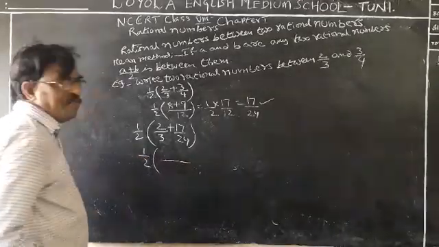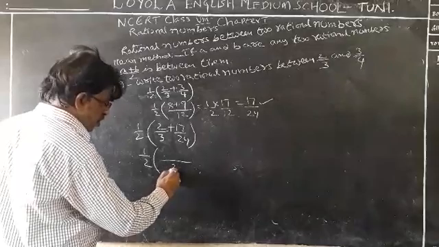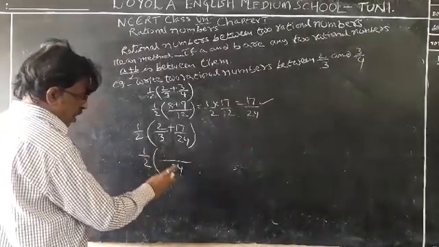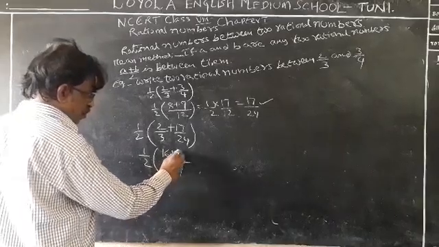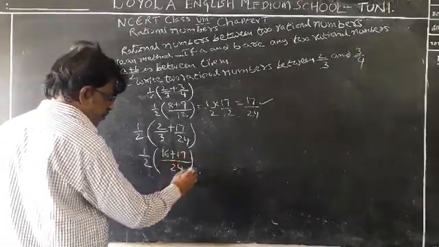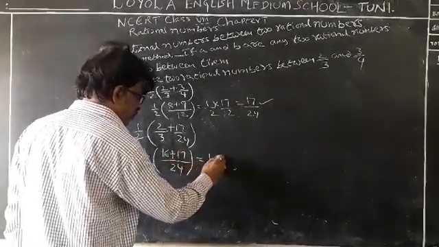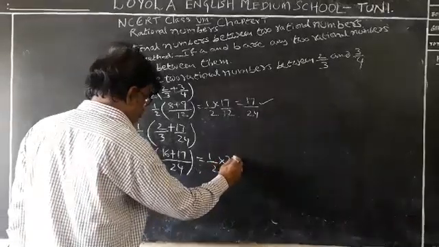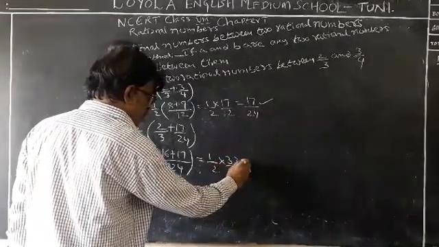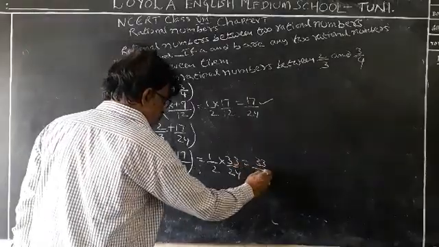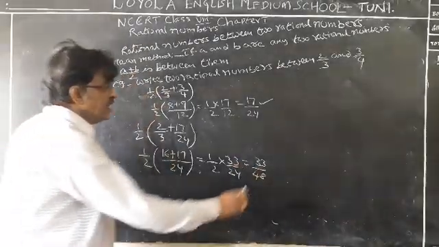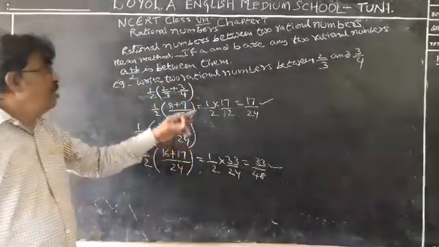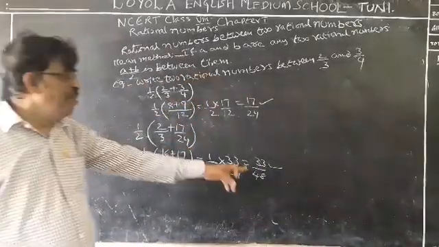LCM of 3 and 24 is 24. You know, all of you. 3 8s are 24, 8 2s are 16, plus 17, 33 by 24. This is the second rational number between 2 by 3 and 3 by 4.